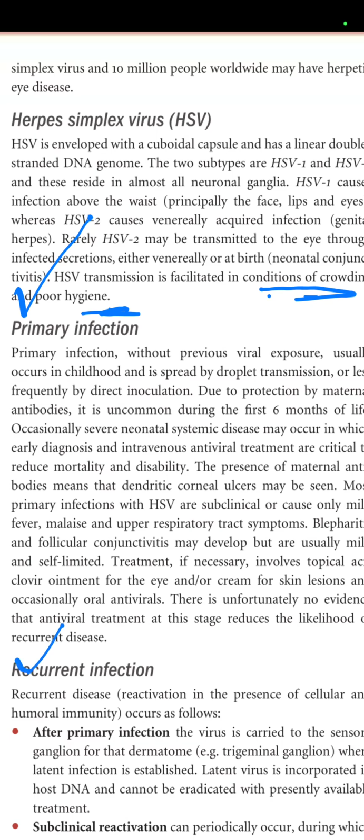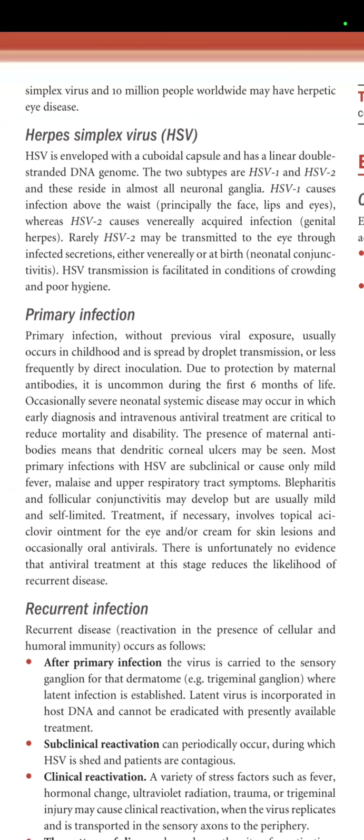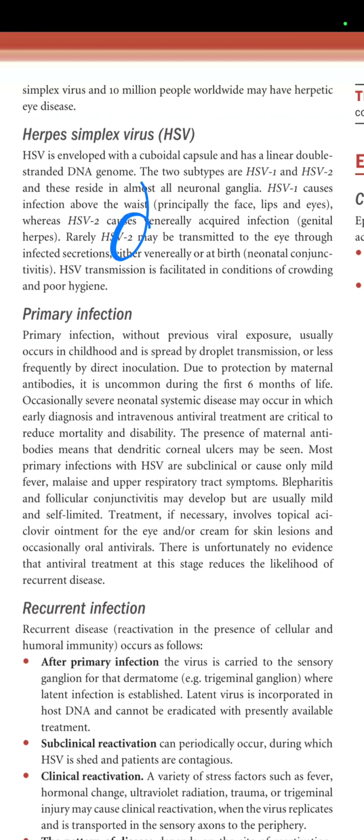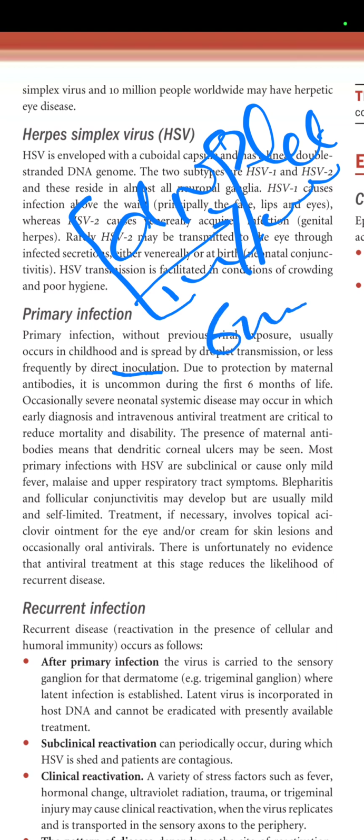Primary means that the first time a person gets infected, it is called the primary infection. Primary infection without previous viral exposure usually occurs in childhood and is spread by droplet transmission or less frequently by direct inoculation. So basically, when droplets come in contact with a person, then the person gets an HSV infection, or very infrequently by direct inoculation. Due to protection by the maternal antibodies, it is uncommon during the first 6 months of life. So it usually does not affect in the first 6 months of life because a baby is protected by the maternal antibodies.